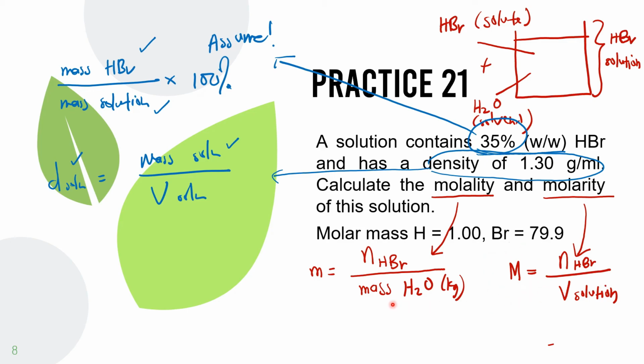For the molality, since you need to find the mass of water, what you can do is take this mass of solution and minus the mass of HBr, because mass of solution equals mass of HBr plus mass of water. So in order to find the mass of water, you subtract the mass of HBr from the mass of solution. From there, you will get the value for the mass of water. By having the values on top and bottom, you can find the molality of the solution.